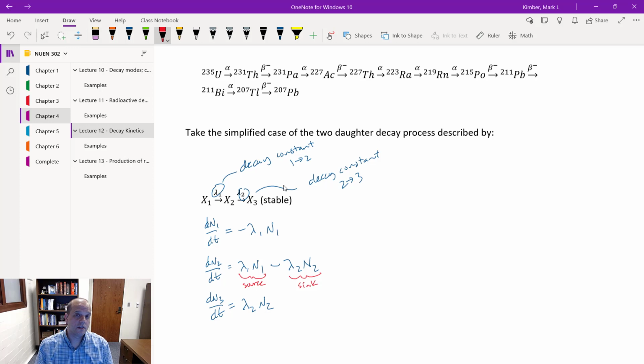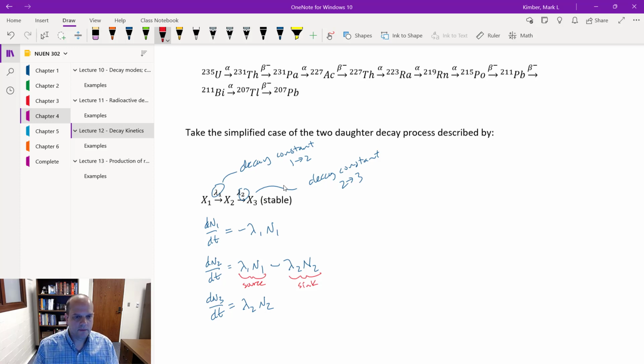So the question is, do we start at time equals 0 with a pure sample where all the atoms are of isotope 1, or do we start off with some mixture of 1, 2, and 3? And technically, from a mathematical perspective, it doesn't have to be an evaluation at time equals 0. It doesn't have to be a quote-unquote initial condition, but we do need to specify 3 values at some time.